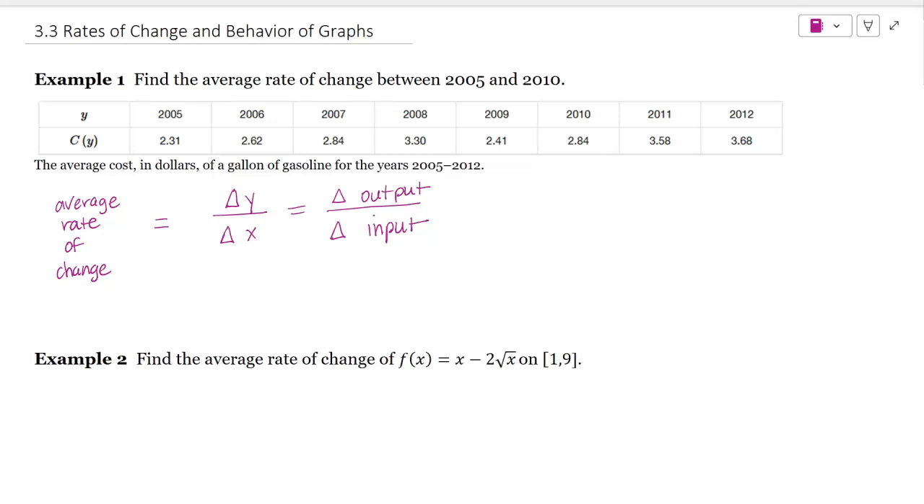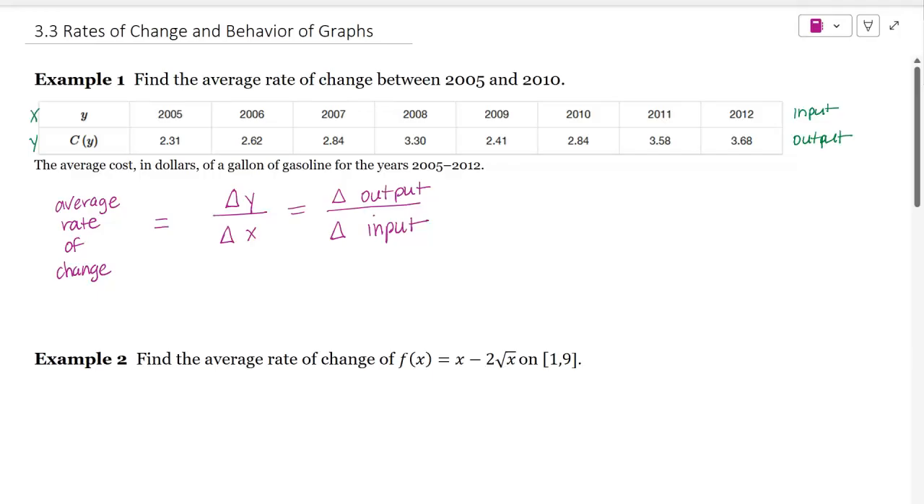In this particular table, the way that it's listed, our input is actually y. This would be what you normally would call x. And our output is c of y, and that's what you would usually call y. So again, this is our input, and this is our output.